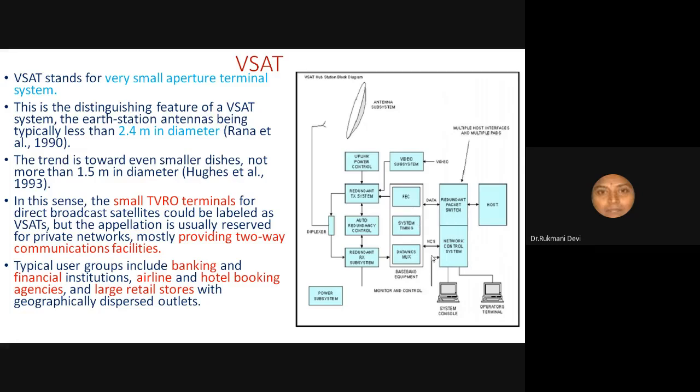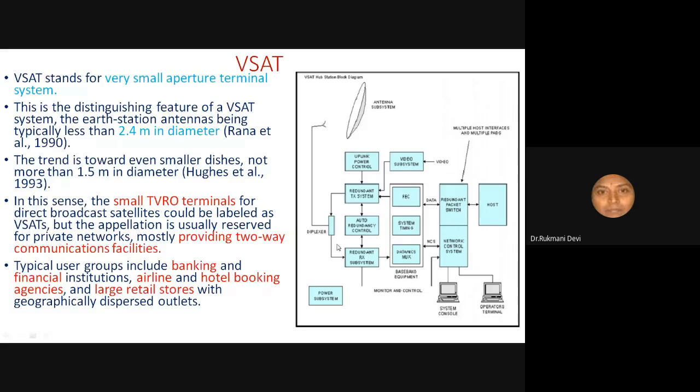FEC, then system timing, data, NCS multiplexer. This is data network control system, and data or the network. This is baseband equipment. From this, redundant transmission system, auto redundancy control, redundant receiver subsystem. Okay, now from this it will go to this point.